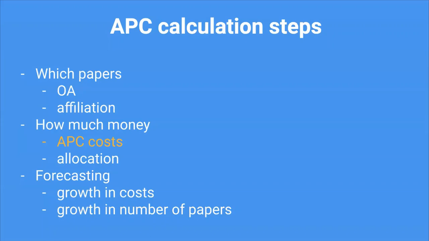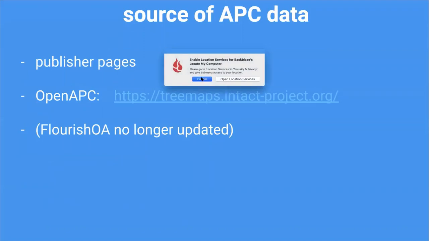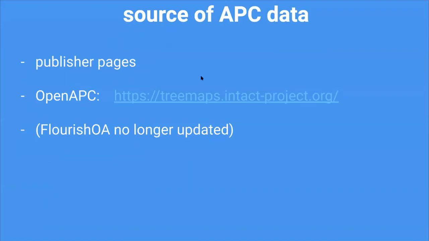Now let's start talking about money. So APC costs. Where can you get the cost of an APC? And again, an APC stands for an article processing charge. So it's the amount of money that a researcher or a group of researchers has to pool together to pay the publisher to make that article open access on their journal page. So one source is publisher pages, and then there's a few other sources that have pulled that together.